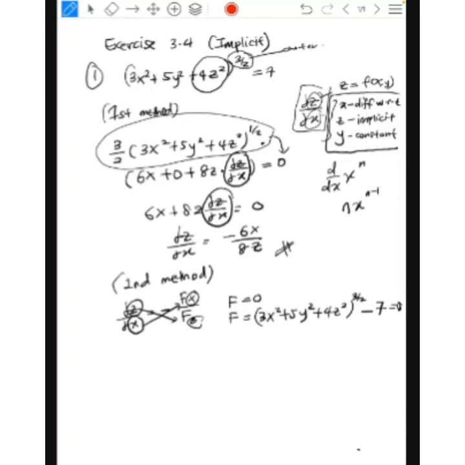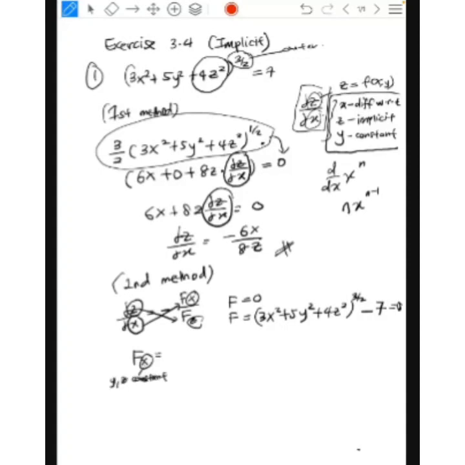Okay, so we want to find fx. When you use the second method, you don't have to look into implicit. There's no implicit in here. What you have is only a variable that you want to differentiate and constants. So if you want to differentiate with respect to x, then again y and z are constant.